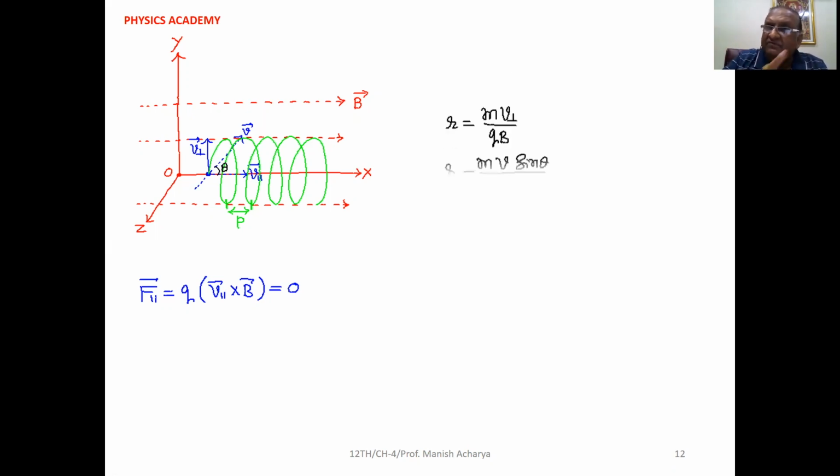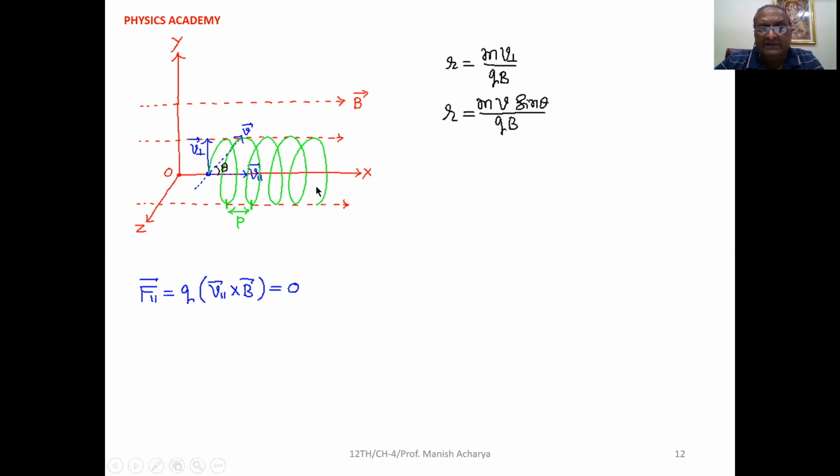And now if we take the radius of the circular path, then that will be given by the same equation mv upon qB. But here we have to take this velocity which is perpendicular to B, so that is this component. And if this angle is theta, then this v perpendicular component we can represent by v sin theta. So radius for the circular path of the particle in this case, or we can say radius of this helix, is given by mv sin theta upon qB.